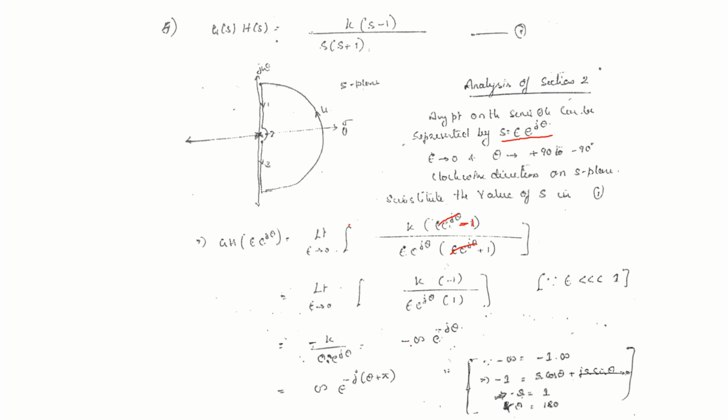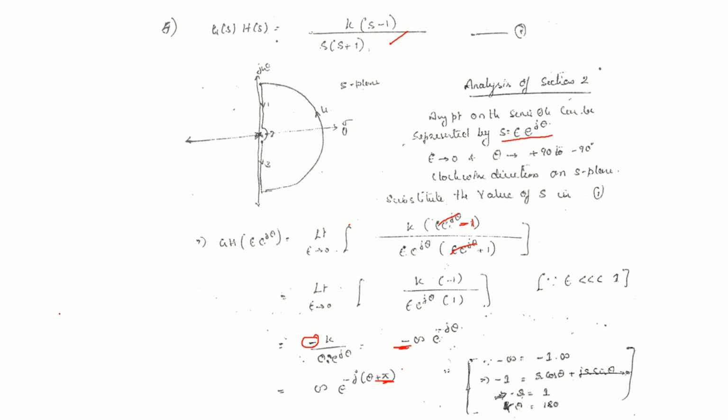So minus means it has shifted by 180 degrees. That is the reason here you have to write this K by 0 is infinity epsilon e to the power of minus j theta. This minus sign you have to take care of by adding plus pi, 180 degrees. That's the one thing you need to be careful about. I have explained this in the polar plot, how exactly the position of the pole changes that angle.